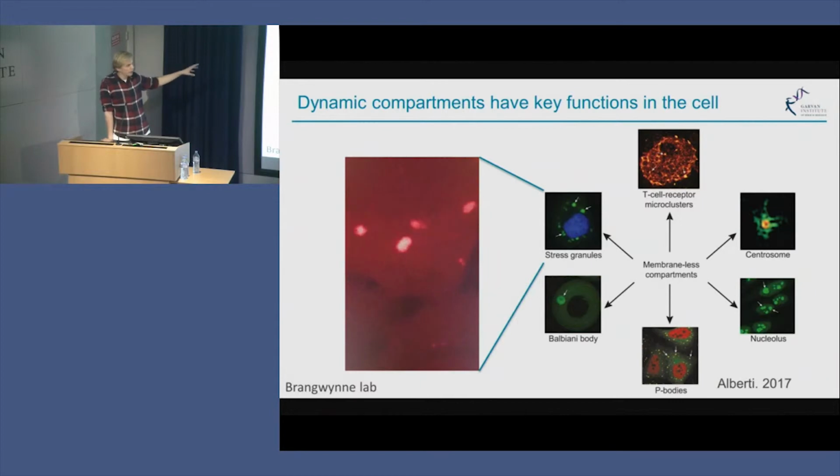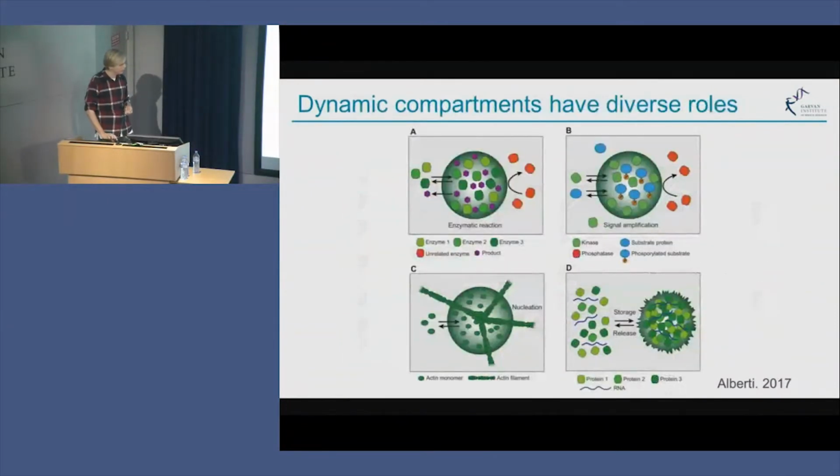This is another group where they're just tagging the key components of these stress granules. You can see them form and dissipate. And this isn't over the lifetime of the cell; this occurs within seconds, over and over again. This enables great flexibility for the cell. And these are some of the advantages which these kind of temporal, very dynamic compartments allow.